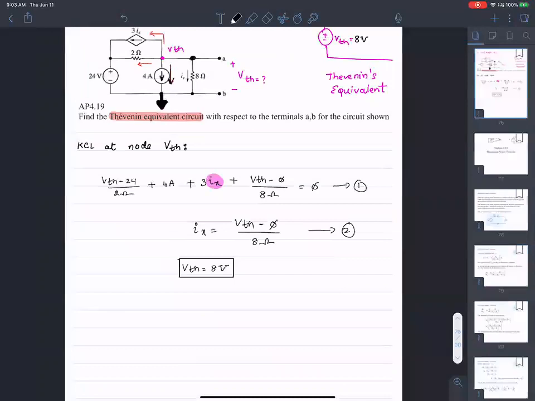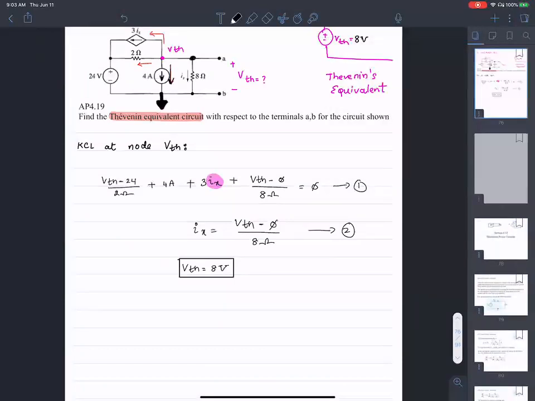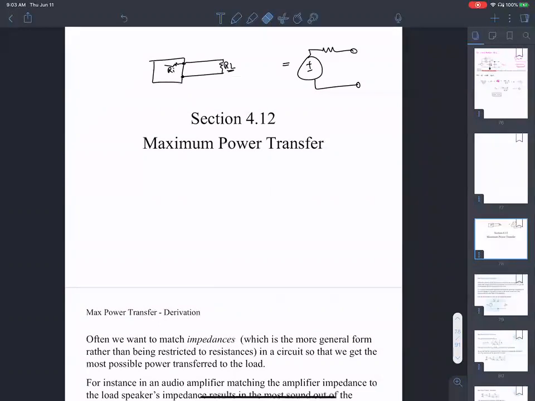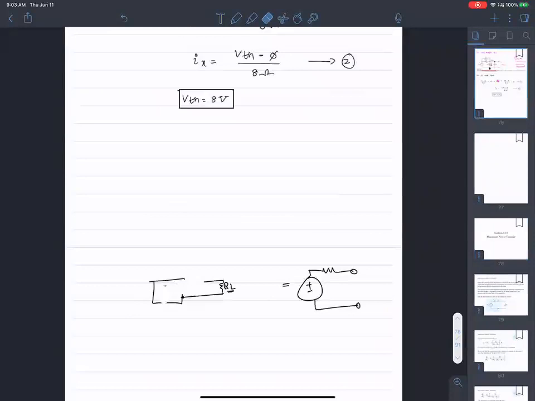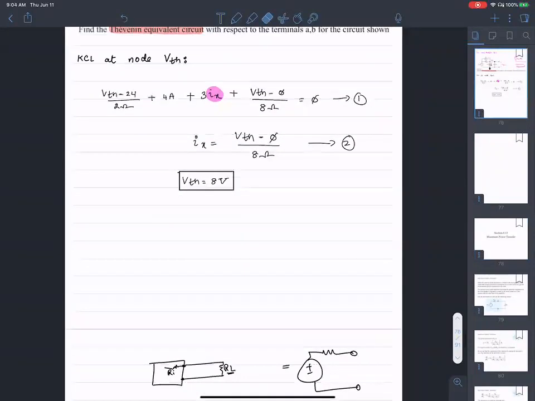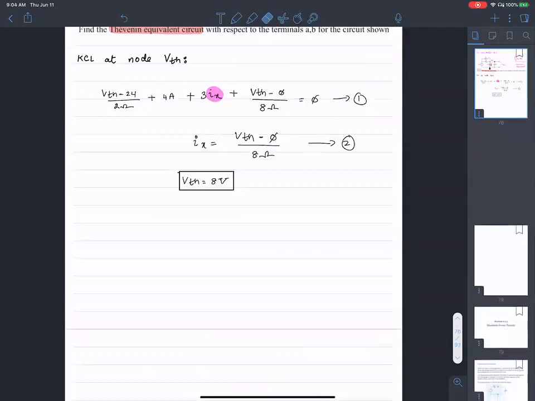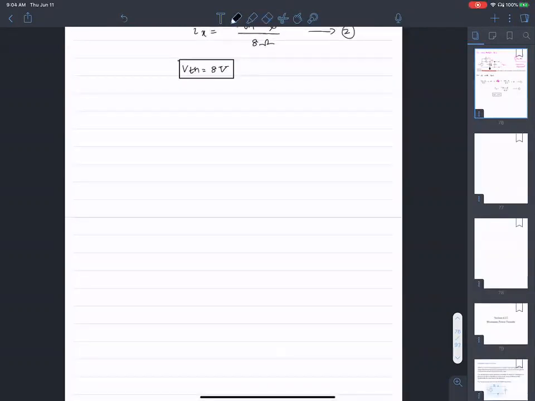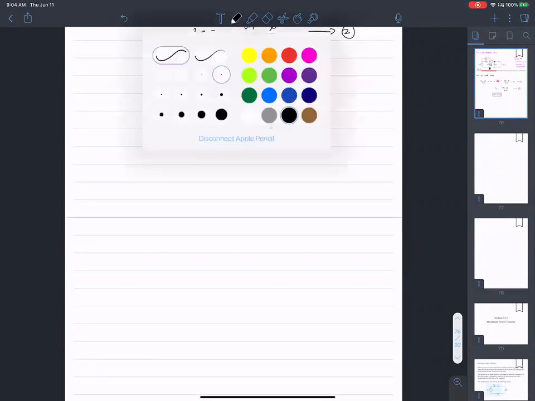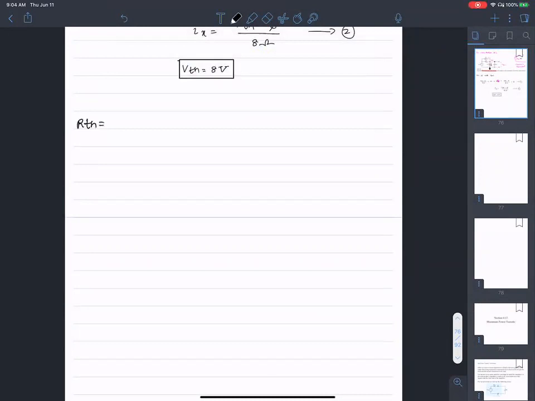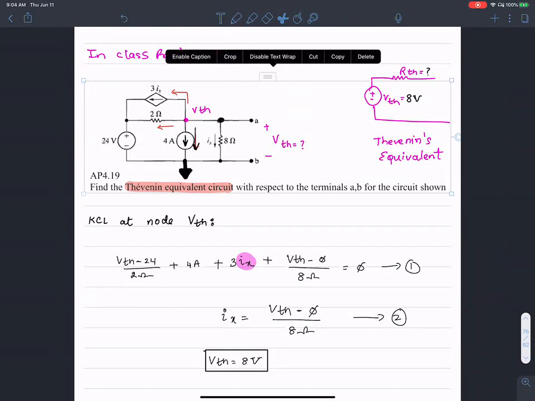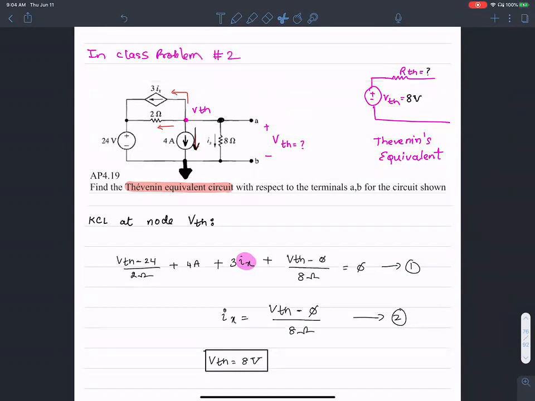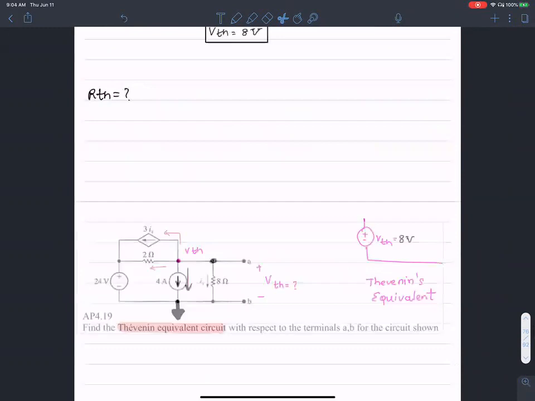Let me see if I can add another page and clear this up. VTH has been found to be 8 volts. The next step is to find RTH for the same circuit. Let's find the RTH for this circuit. I'm going to copy this and paste over here.